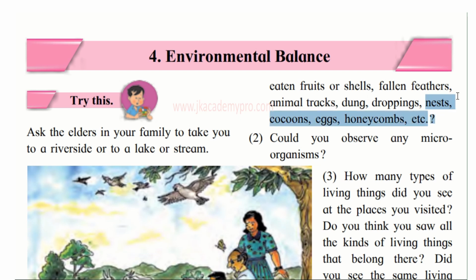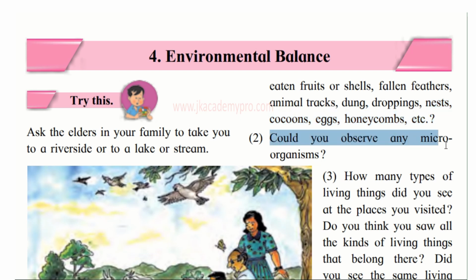Did you find any nest over there? Did you find any cocoons? Did you notice any eggs? Or honeycombs, etc. So observe very, very carefully. Whenever you are making this list, see that you observe very carefully each and every little thing. Jot it down. Make a note of it.